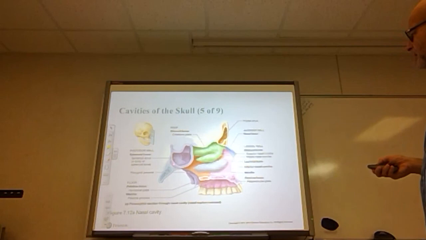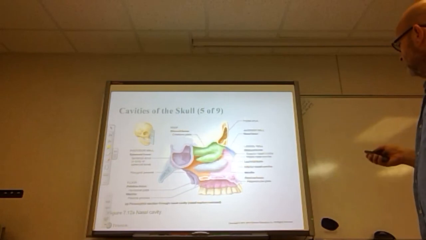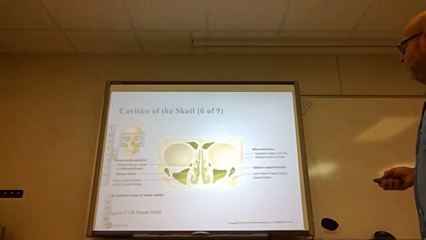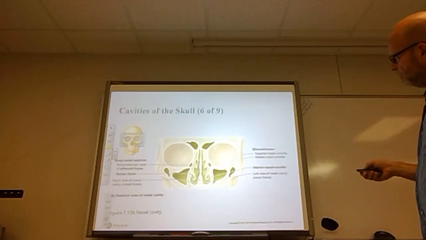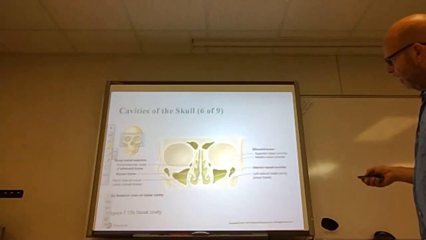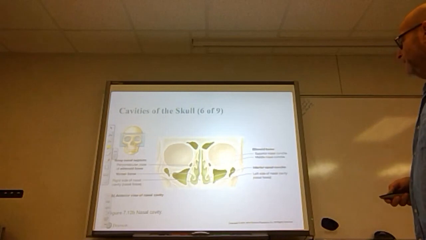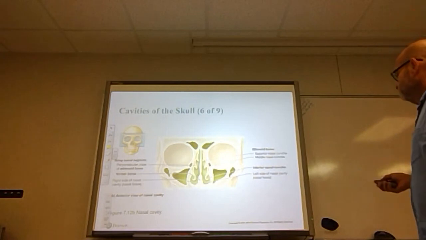Some other structures. Let's see, there's the cribriform plate, frontal sinus. That's good. All right, there are the different nasal conchae bones. You will see that you have the superior, the middle, and the inferior nasal conchae, but if you look closely, they're all one bone. It's just the bone has these little ribs on it.